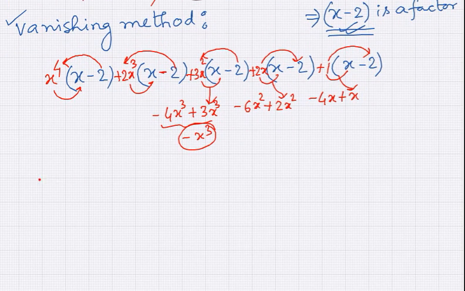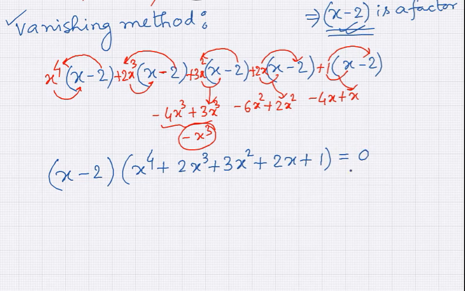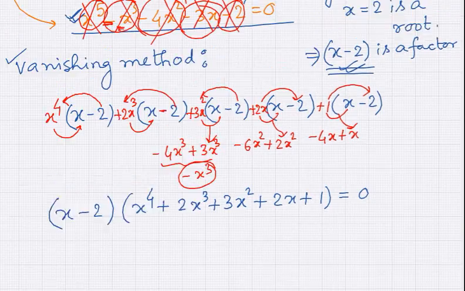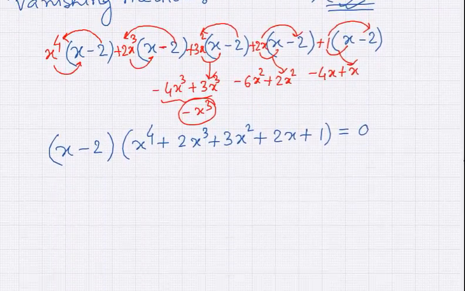So now what we'll do is take x minus 2 common, and we'll get the biquadratic factor to be x to the power 4 plus 2x cube plus 3x square plus 2x plus 1 equal to 0. Okay, so this is a very interesting idea which is called the vanishing method of dividing a polynomial by another polynomial.